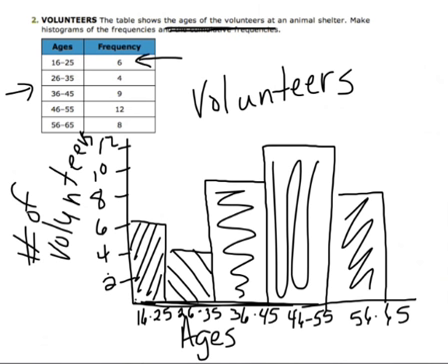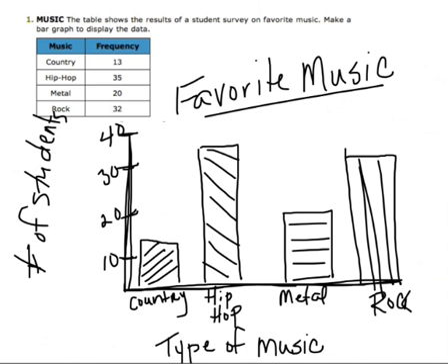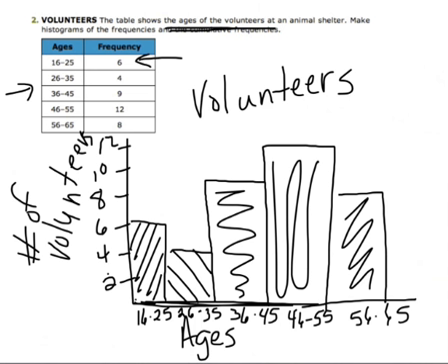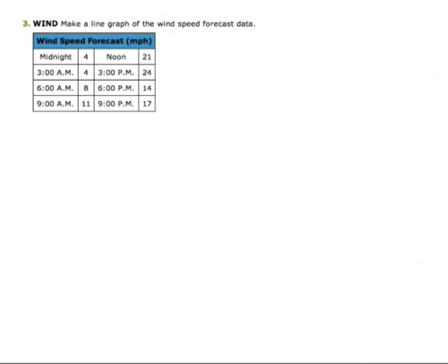So we use a bar graph when we're representing just data, pure numbers, easy to represent. We're going to use the histogram when I have the intervals. That makes it easier to represent the intervals. Next, we're going to look at the line graph. Remember, the definition of the line graph was it showed amount of change over time. So that's what we're going to be showing with this one. It says make a line graph of the wind speed forecast data. So again, it's showing a change over time.